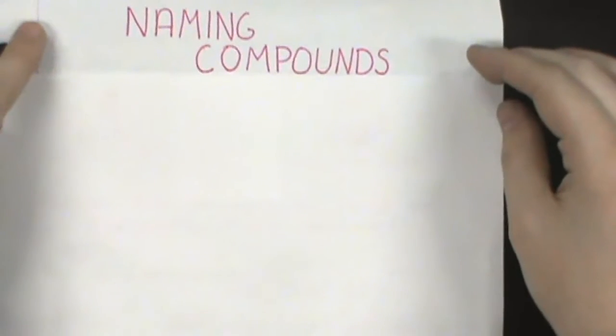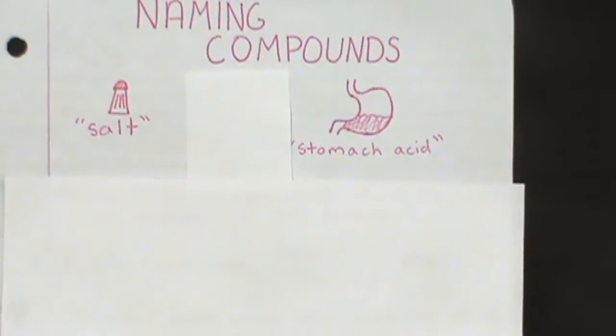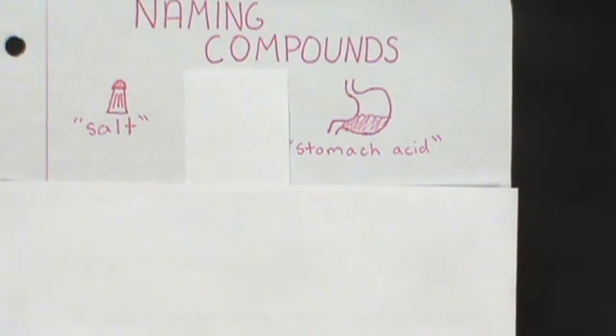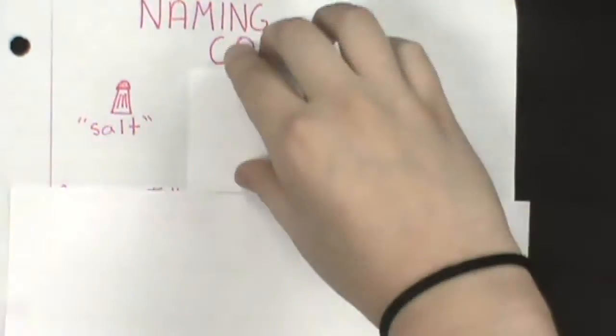Today, we're going to be talking about naming compounds. So, we know compounds are a combination of two or more elements to form a new substance. So, basically everything in the world is made up of compounds. For example, salt, or NaCl, and stomach acid, or HCl, are things we encounter every day.